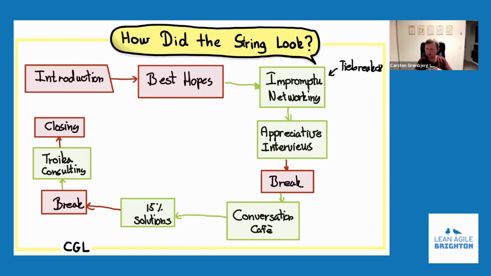Then a break, because people need breaks. Then something called Conversation Cafe, which is a great way of doing discussions. Again, we will revisit these in a couple of slides' time, but just to give you an overview. Then 15% solutions, because if you recall, they really wanted some concrete first steps, and 15% solutions is an awesome way of doing that. And then a break, and then I love to end with Troika Consulting, which is just amazing. If you haven't tried Troika Consulting, that is one of the liberating structures you should try out. So we will end with how we facilitate that. So hopefully it's something that you remember.